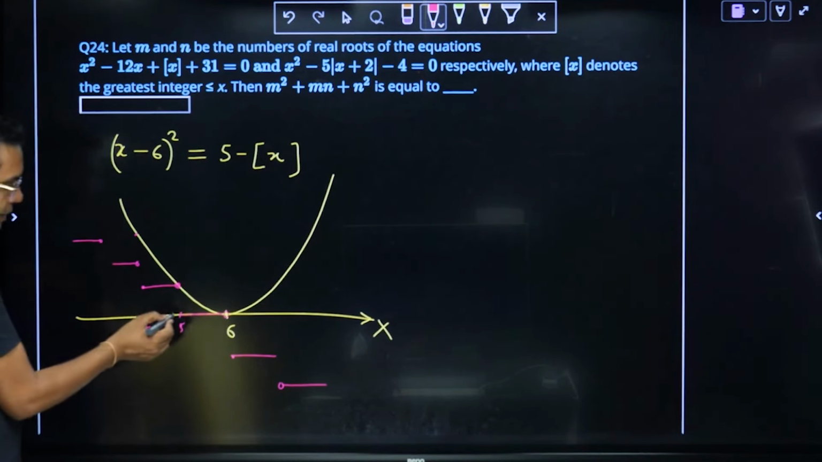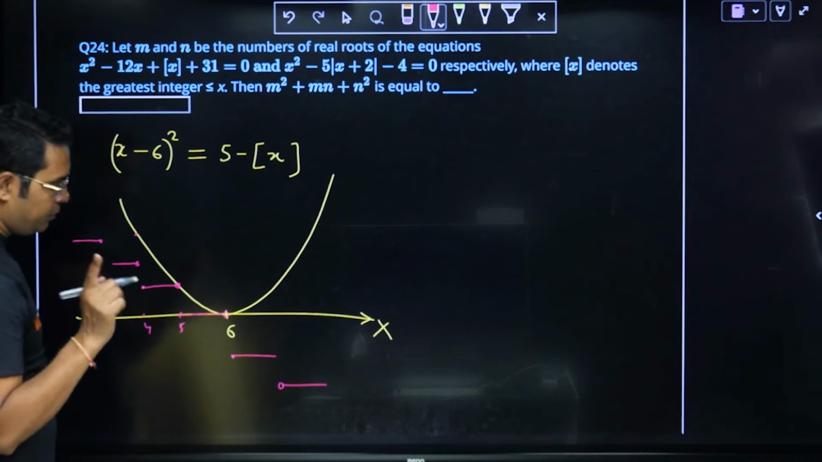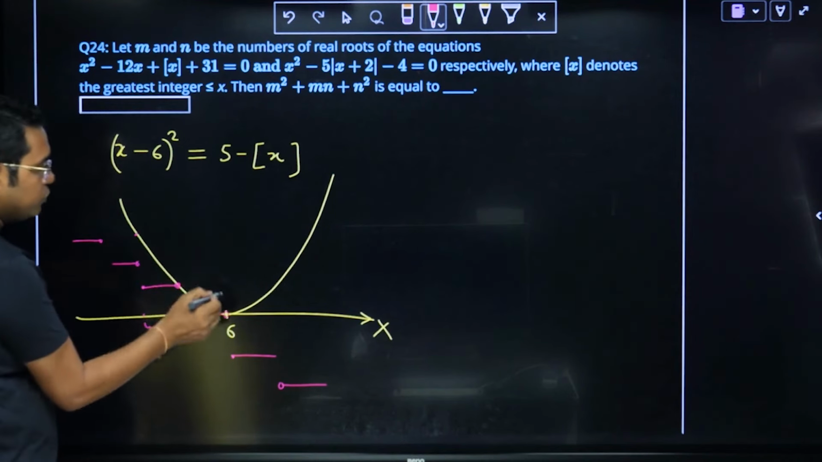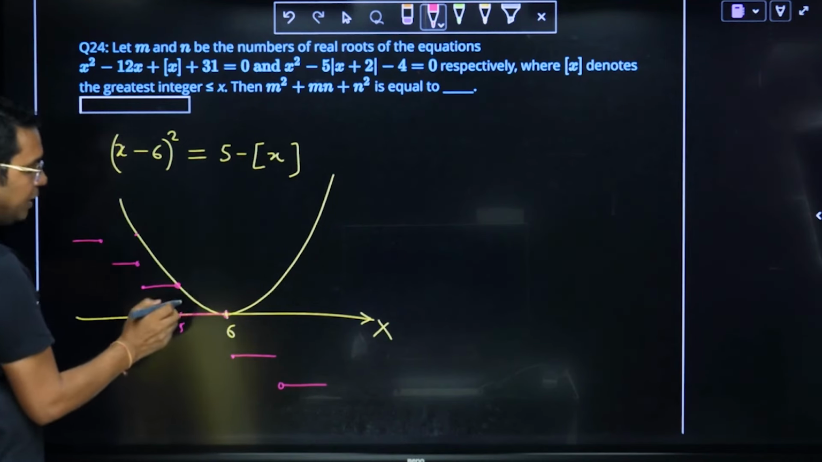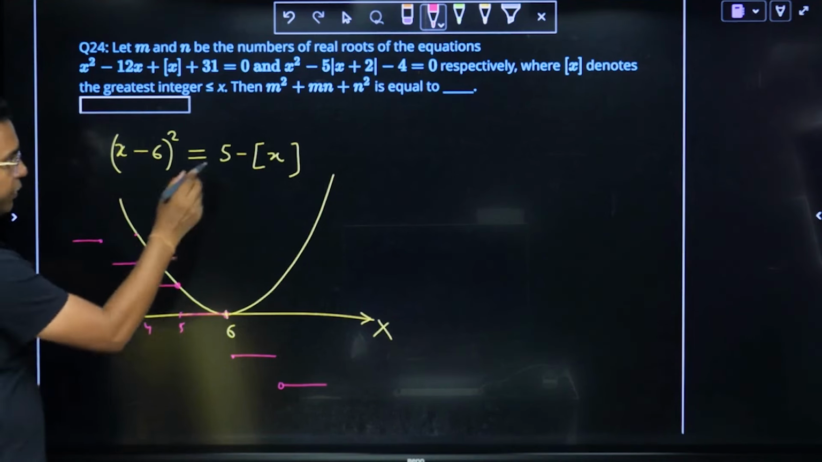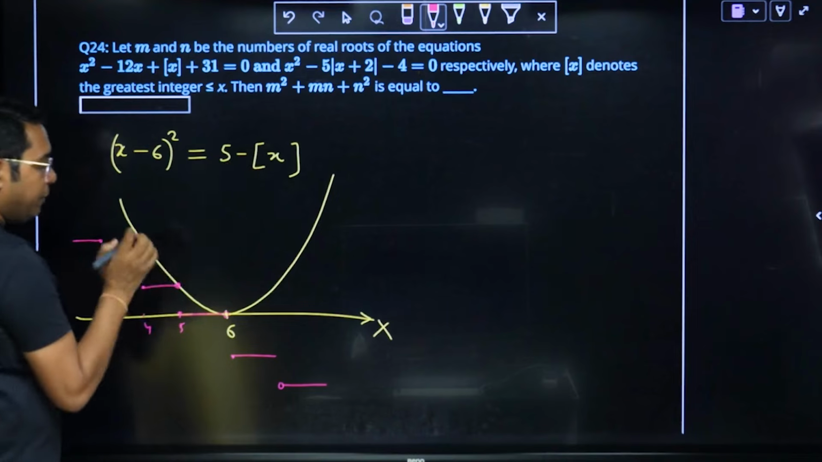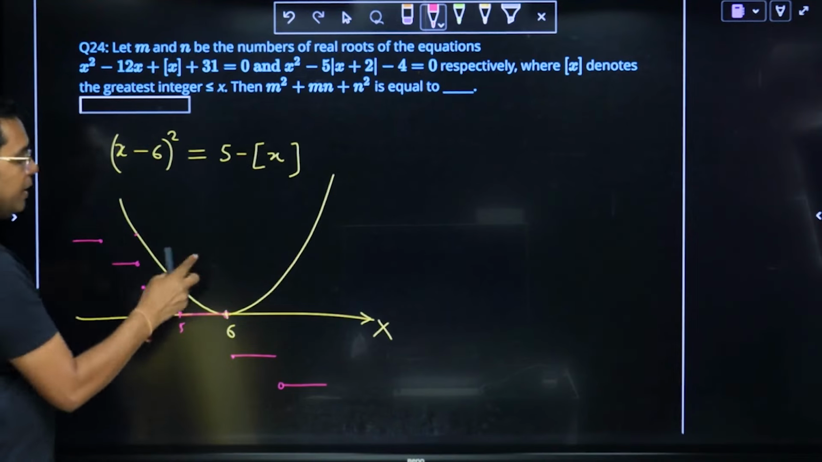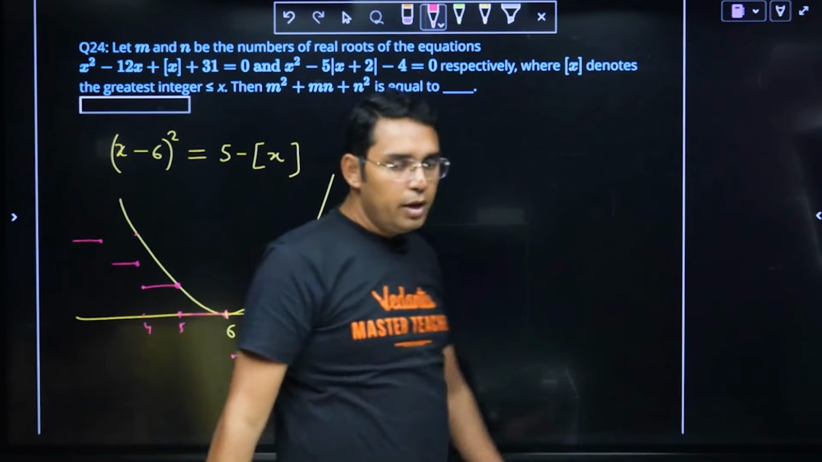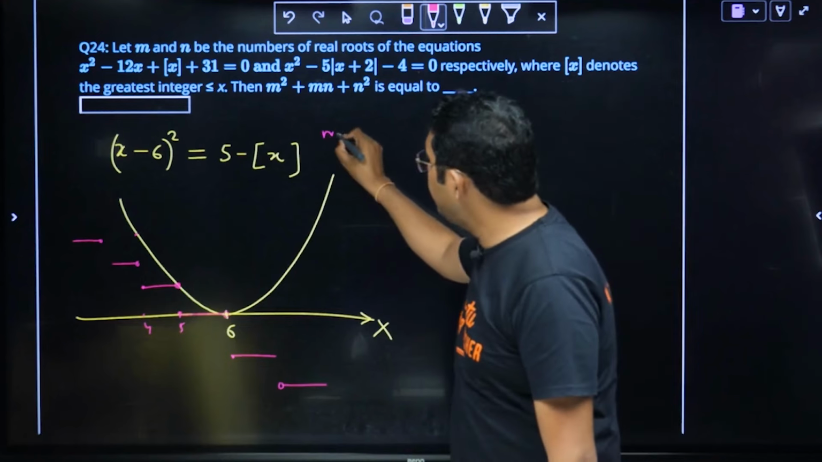So you can see even these points at 5 and 6 are not points of intersection, because at 6 the quadratic gives you value 0, while at 6 this gives you minus 1. Similarly at 5 the quadratic gives you 1, while at 5 it gives you 0. Just before 5 this will give you 1, but that doesn't mean they are intersecting, so there is no intersection point here, so the value of m will be equal to 0.